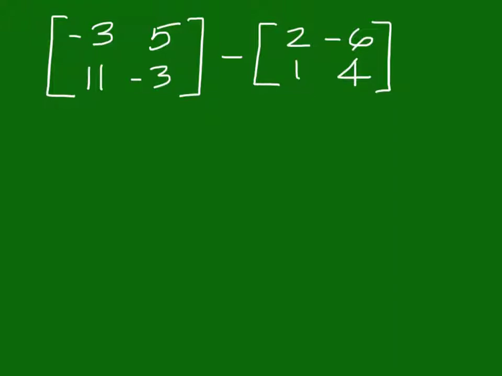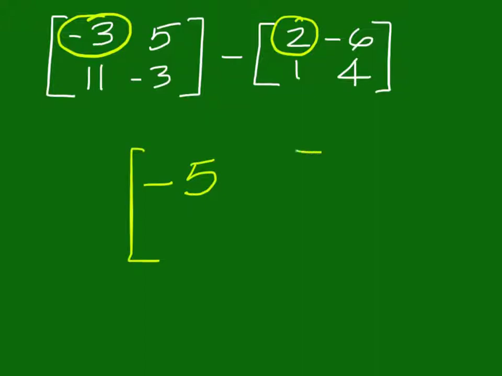On example 2, you're going to subtract, and you do it the same way as you did adding. You match up the spots and then do the operation. So for this one, it would be negative 3 minus 2. Negative 3 minus 2 is negative 5. And the one right below it, 11 plus 1, or not plus 1, but minus 1, would be 10.